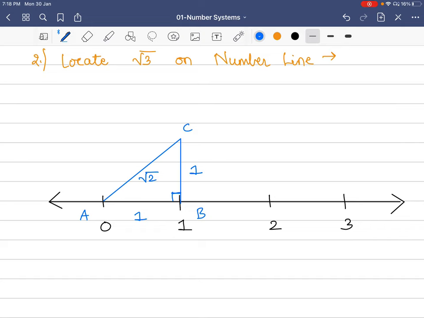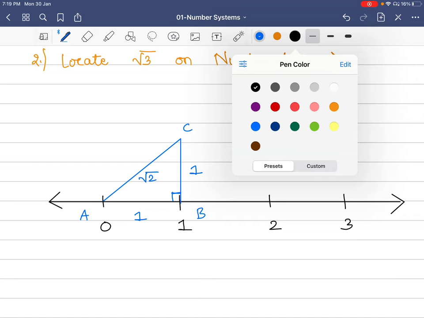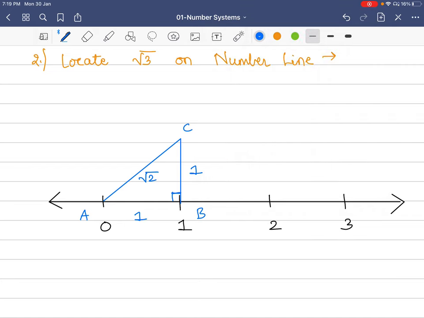Now I'm going to do one more step, one more construction. Now focus on this line AC. Now from this point C, I'm going to draw a perpendicular of length 1. Perpendicular to this line AC. So let's use a different color. So from this point C, I'm going to draw a perpendicular of length 1. So once again, that length is very important. So this length is going to be equal to 1.